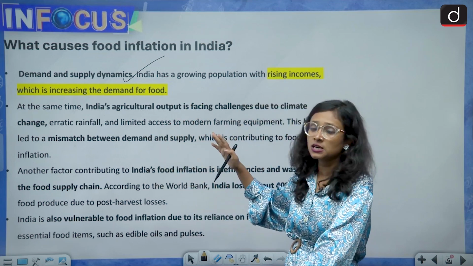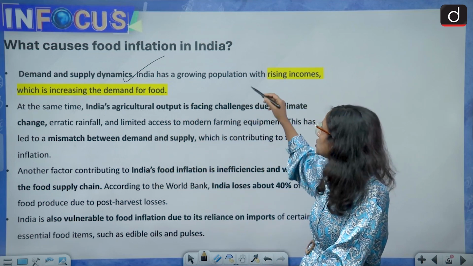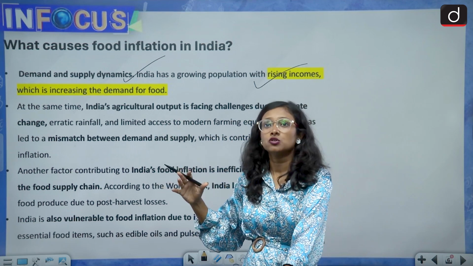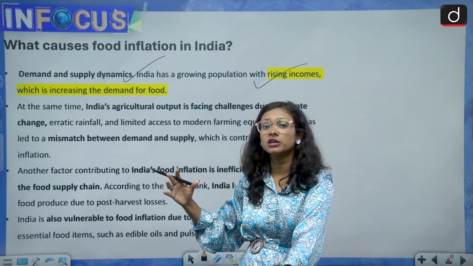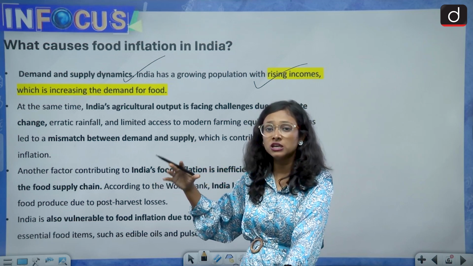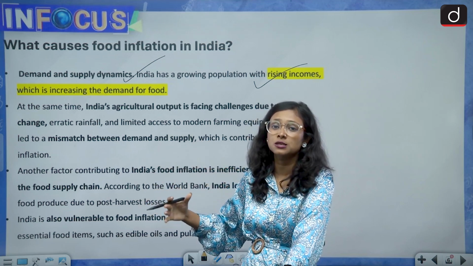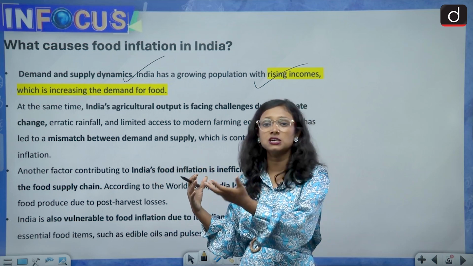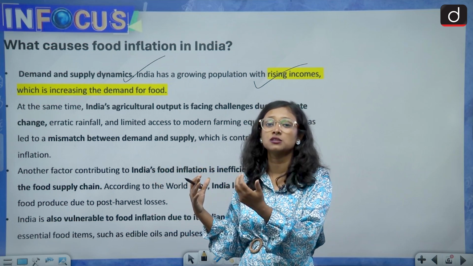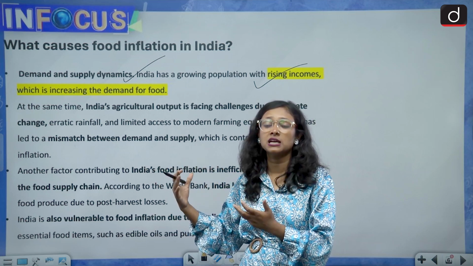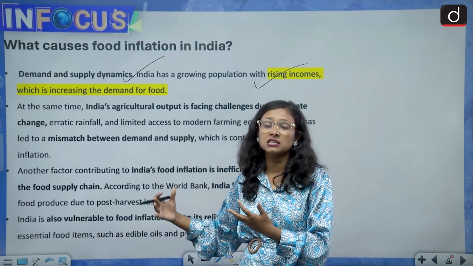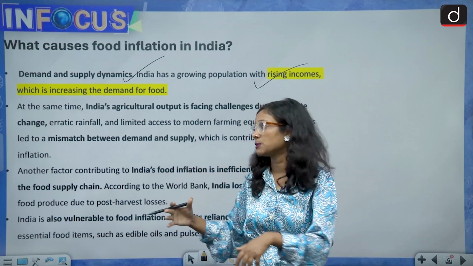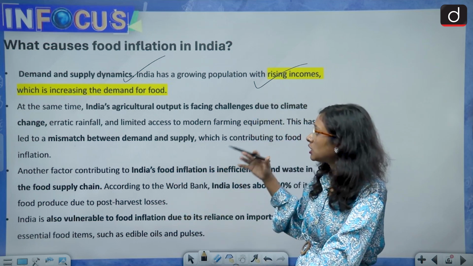So India is a country which has a growing population with rising income. Yes, here you must not confuse. The population is growing, and a section of the population has growing income. So their purchasing power has changed, and because of this rise in purchasing power there is more demand in the market and a lack on the supply side, and because of that there is a mismatch between demand and supply. If we talk about that, what other problems?